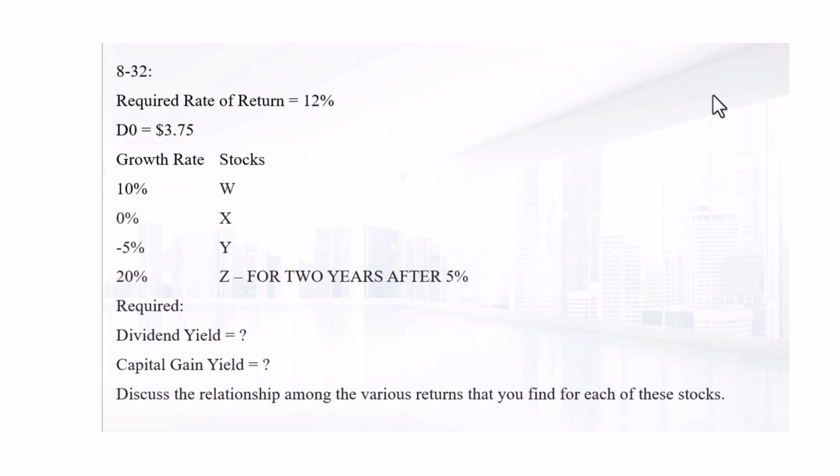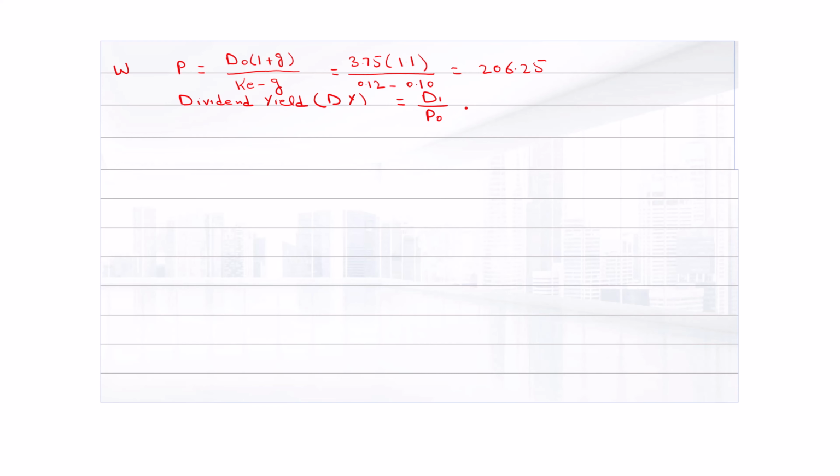So for stock W, P0 is equal to D0 into 1 plus g divided by k minus g, and dividend is 3.75 into 1.1, that is 10% growth, divided by 0.12 minus 0.10, and the answer is 206.25. And to calculate the dividend yield is equal to D1 divided by P0.